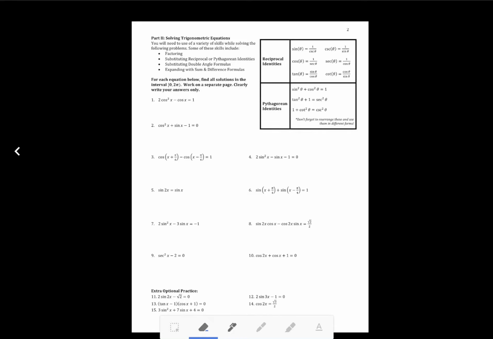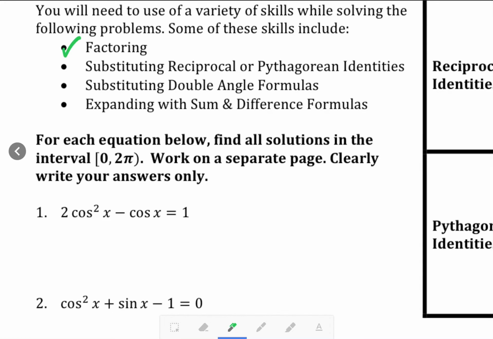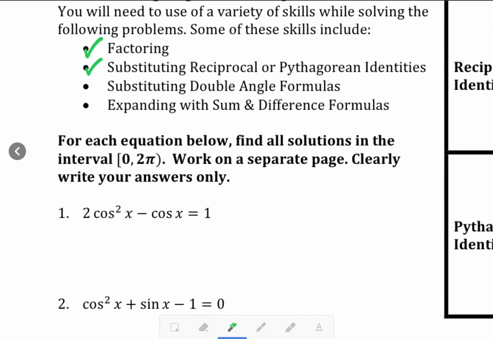And here we are on part 2. Part 2 is a little bit different. Part 2 is kind of saying, hey, you have everything you need. You know how to factor. You know reciprocal and Pythagorean identities. I listed them here on the side just in case you've forgotten them. You now know double angle formulas, and you now know sum and difference formulas. Can we put this all together to solve some trig equations?